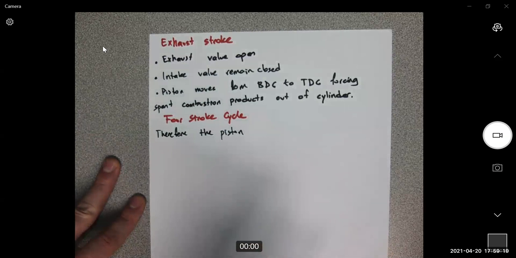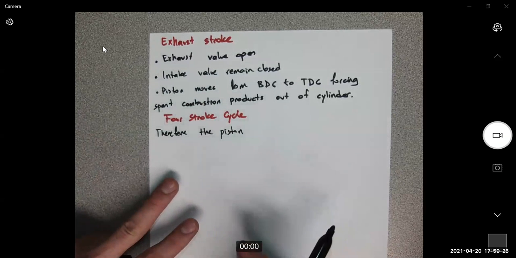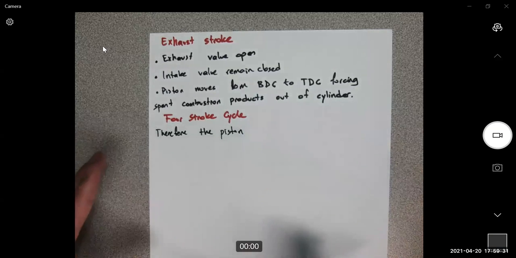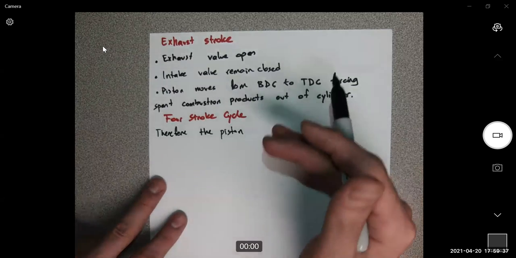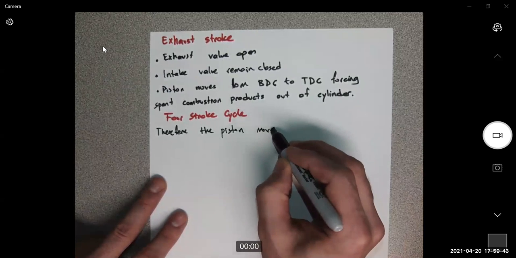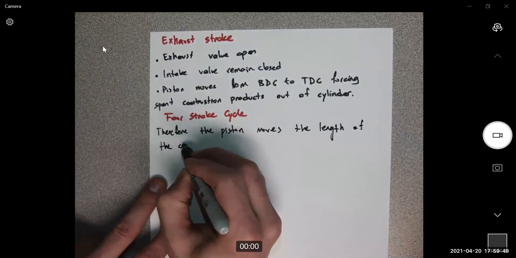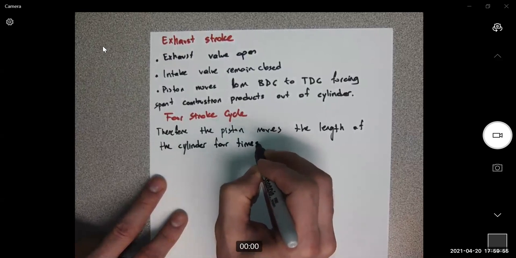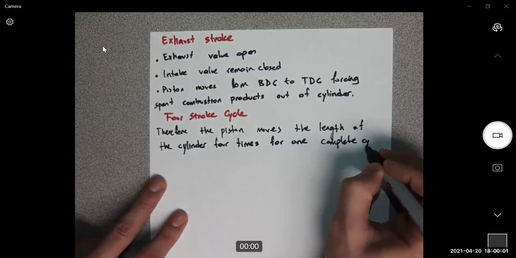And for four strokes, meaning that for one completed cycle, we move four times the length of the cylinder. Therefore, the piston moves the length of the cylinder four times for one complete cycle.